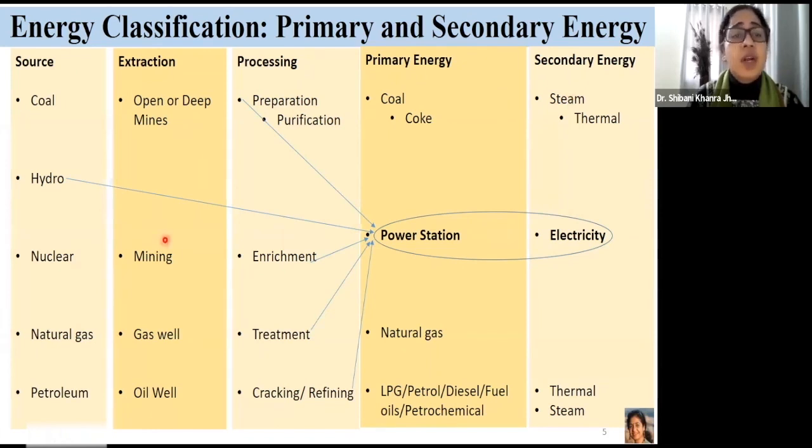As you can observe, all these sources are finally used at a power station to generate electricity. Apart from that, we have thermal and steam energy as well as a secondary form of energy.